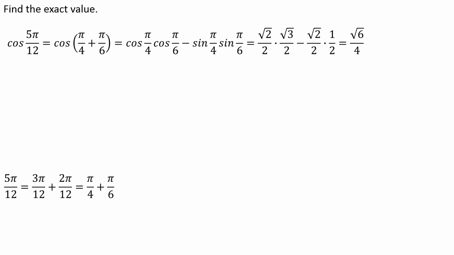Of course, if I do my multiplying, root 2 times root 3 is root 6. 2 times 2 is 4. Root 2 times 1 is root 2. 2 times 2 is 4. Hey, how lucky can I get? There's a common denominator. So my numerator will be root 6 minus root 2. My denominator will be 4. So there is the exact value for cosine of 5 pi over 12. Square root of 6, subtract square root of 2, divided by 4.